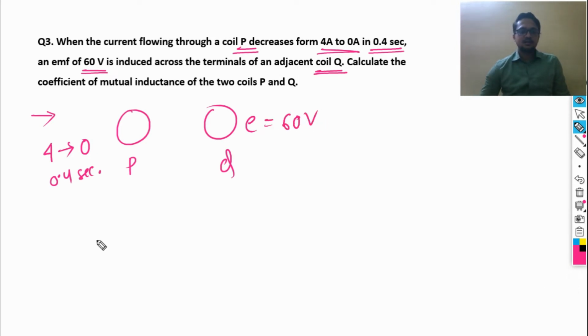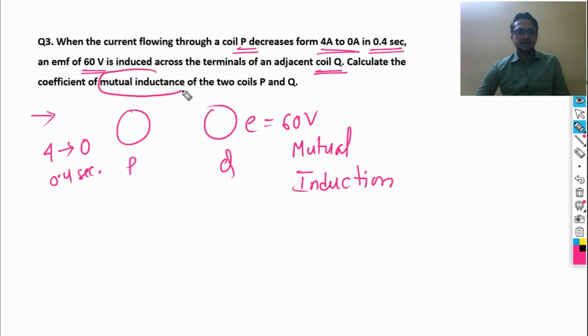This kind of induction phenomenon is known as mutual induction, and we will get the mutual inductance. That is the question, you have to find the mutual inductance, right? So the formula is again the same, E equal to M di/dt.